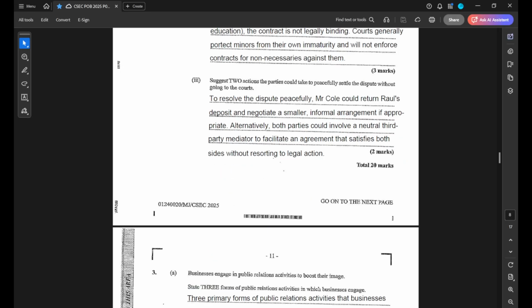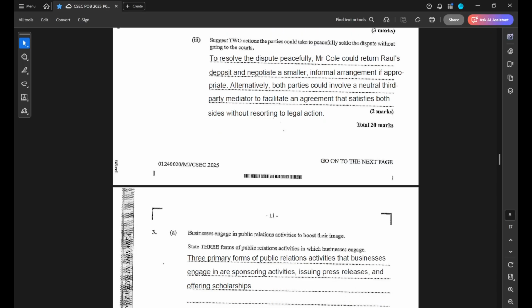Businesses engage in public relations activities to boost their image. State three forms of public relations activities in which businesses engage. Three primary forms of public relations activities that businesses engage in are sponsoring activities, whether it's athletic games, it could be charity, it could be a cricket competition or whatever, issuing press releases and offering scholarships. Part B, describe each of the following methods of promoting sales.